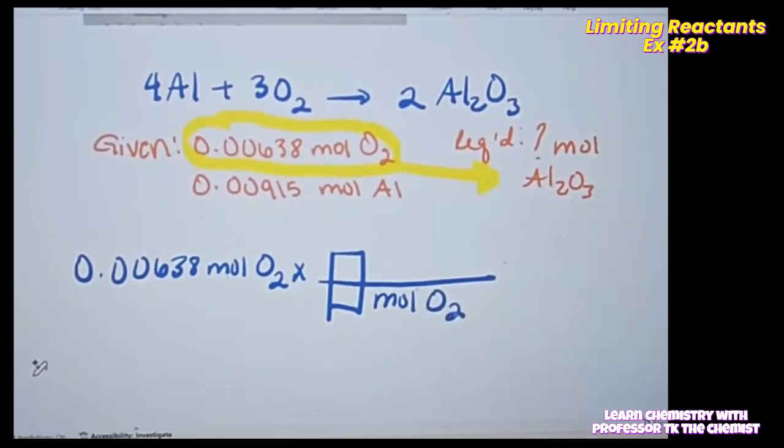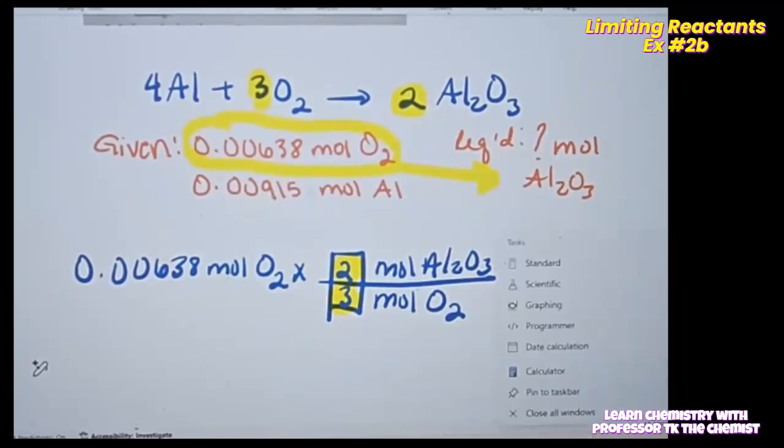On the bottom, I'm going to put moles of oxygen. On the top, I'm going to put moles of aluminum oxide. Again, the coefficients are coming from your oxygen coefficient of 3 and your coefficient of 2 right there. So on the bottom, I'm going to put 3. On the top, I'm going to put 2. And now you're just going to multiply those two numbers across, and then divide by what is left over. So here we go.